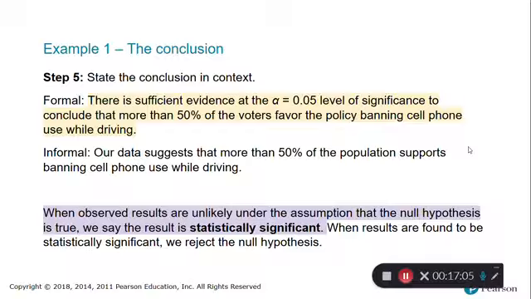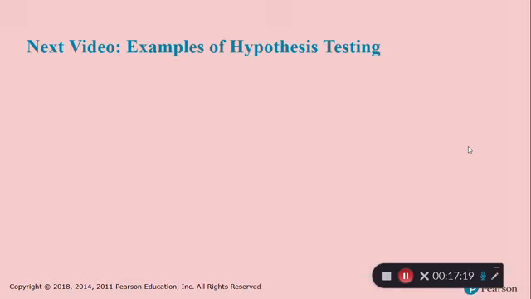When our observed results are unlikely under the assumption that the null hypothesis is true, we say that the result is statistically significant. When results are found to be statistically significant, we reject the null hypothesis.